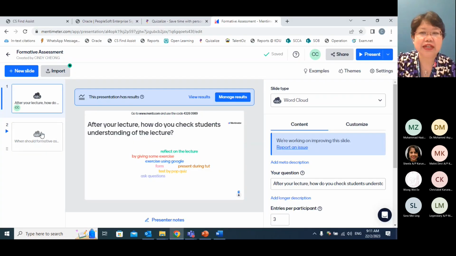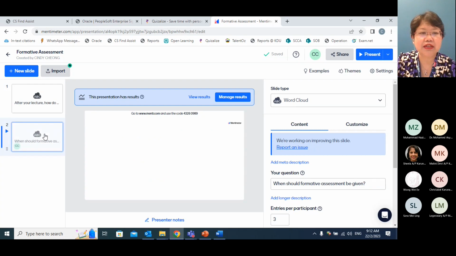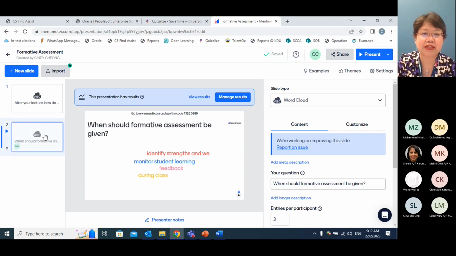All right, cool. Next one, I think in your phone, if you have not closed up that time, you should be able to see the other question. Okay. Oh, you see that already. When should formative assessment be given? To identify strengths, we monitor student learning, feedback during class time. All right.